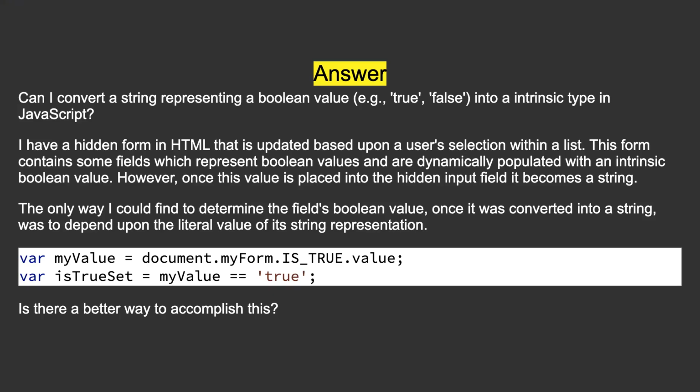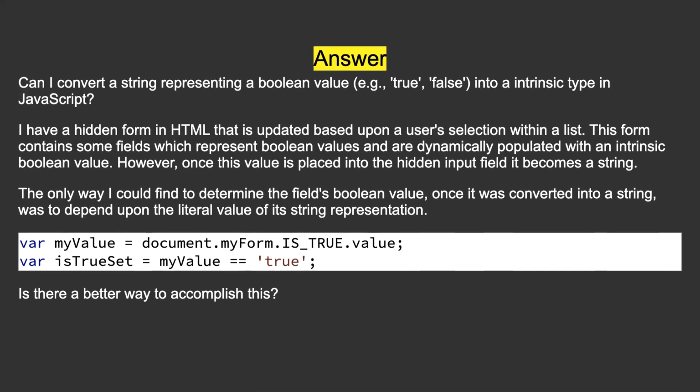The only way I could find to determine the field's boolean value, once it was converted into a string, was to depend upon the literal value of its string representation. Is there a better way to accomplish this?